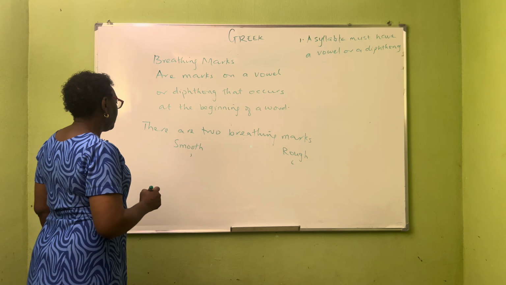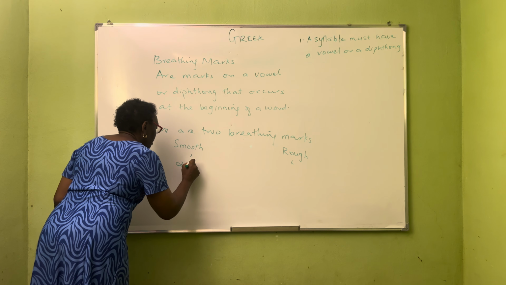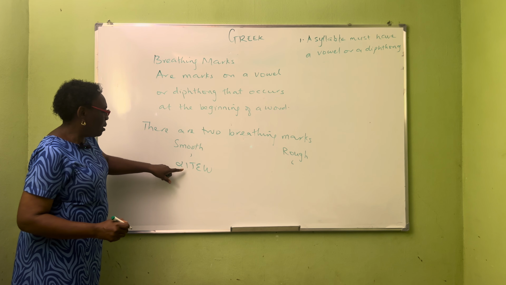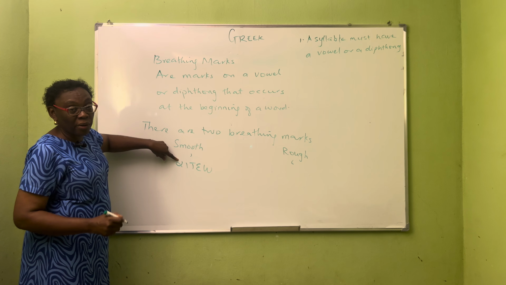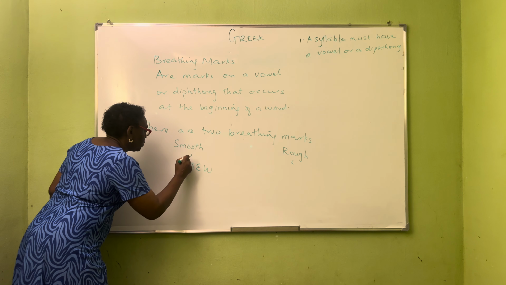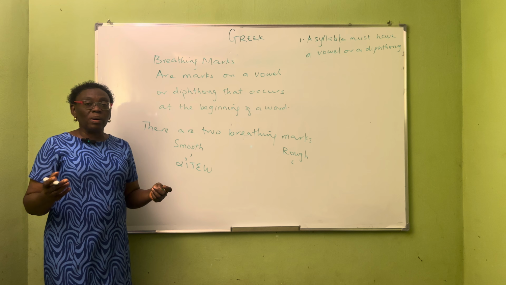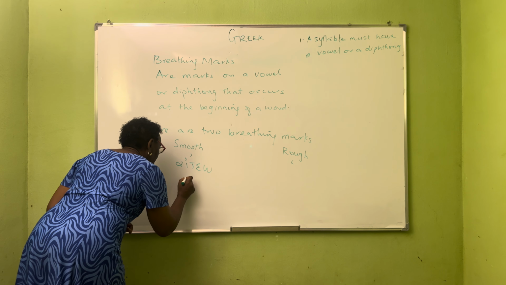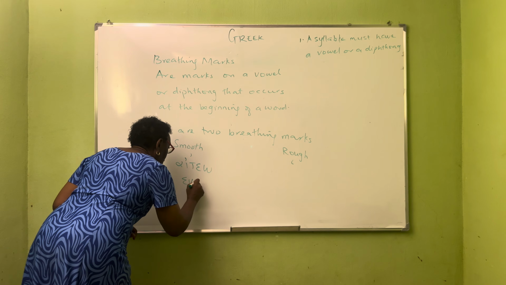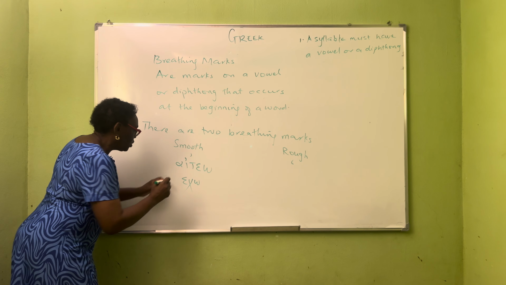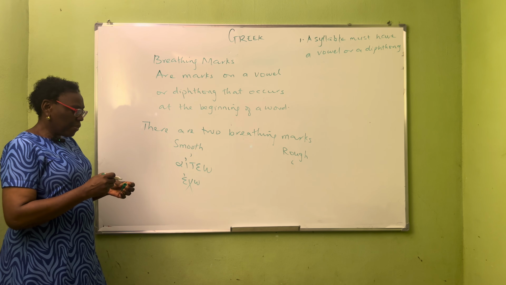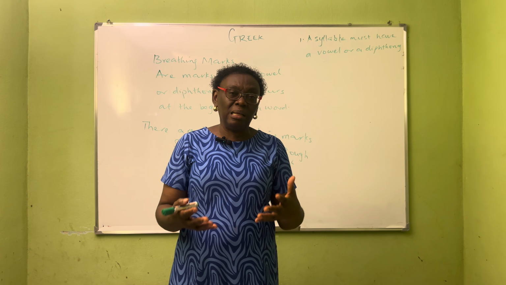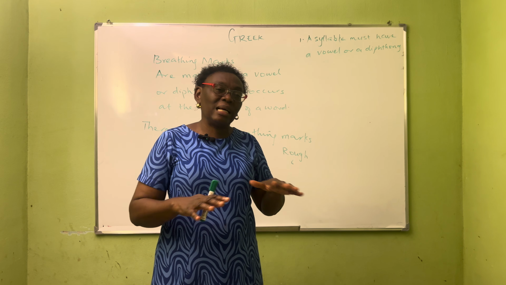So how does it look in real life? Let's say I have a word like this. This now is a diphthong. Being a diphthong, the breathing mark will not be on the first vowel, it will be on the second vowel, so it will look like this. If I have a word which just starts with a vowel, let's say a word like echo, the verb, it will be like this. A smooth breathing mark just doesn't have much meaning. You just pronounce the word as it is.